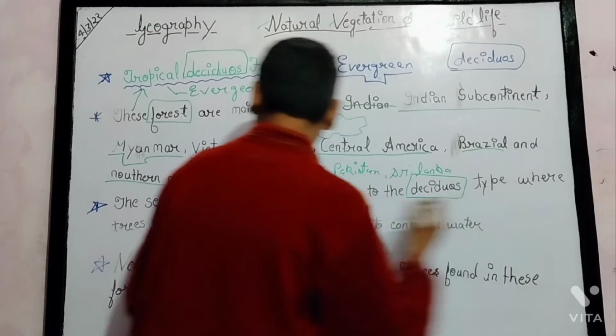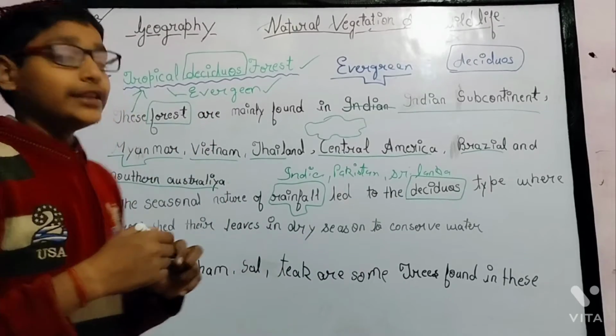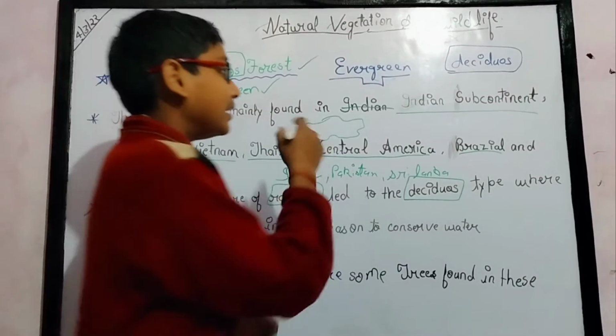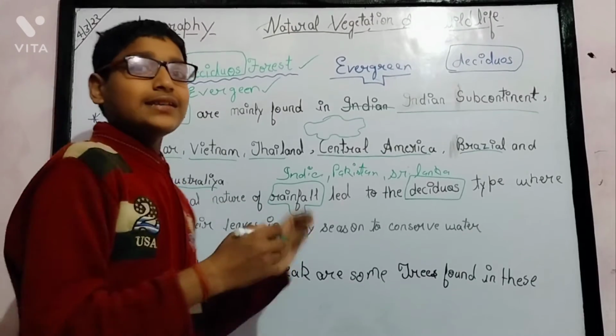So the deciduous type is where trees shed their leaves in the dry season to conserve water. As you have seen, evergreen forests are very dense, but deciduous forests are the opposite of that.